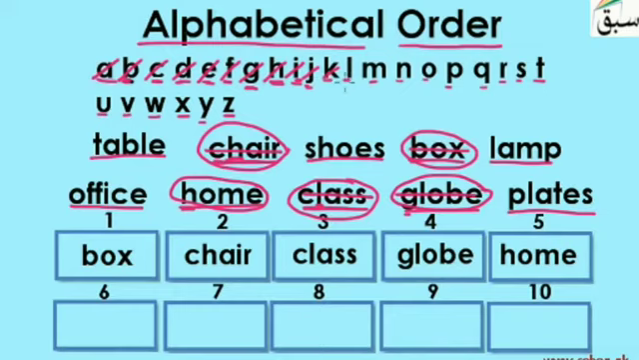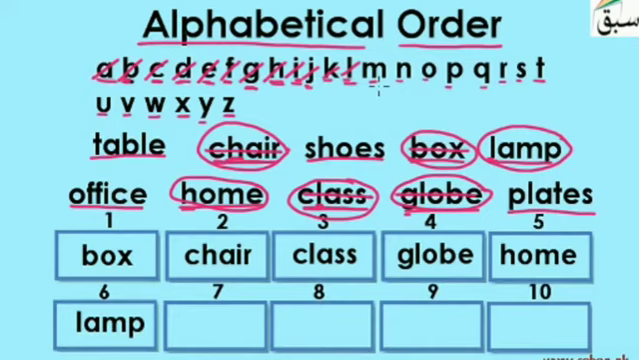The next letter comes, L. Table, shoes, lamp. Now there is a word from L. Now we are going to circle this word. After that, office and plates. Now what to do? We will write this word lamp in the sixth box. We have finished up to letter L. Now we will cut letter L and the next letter is M.